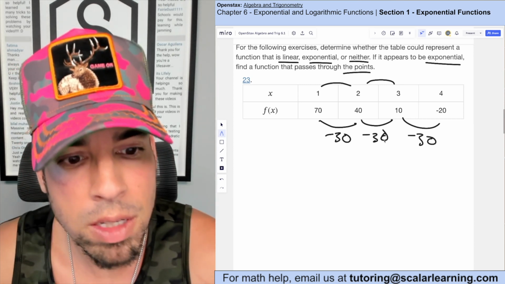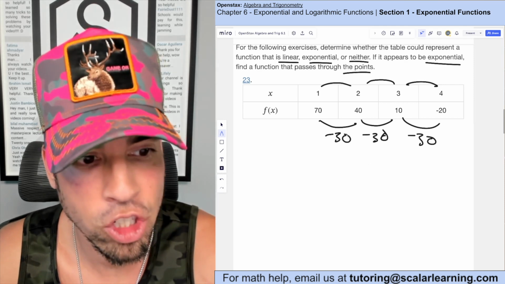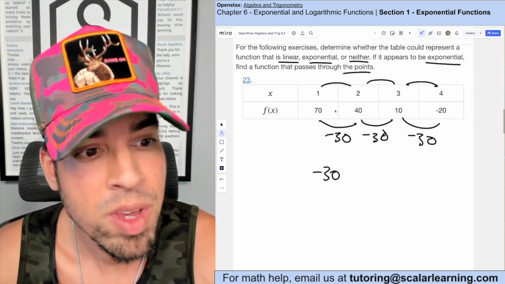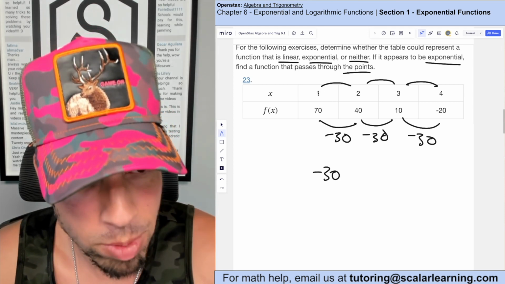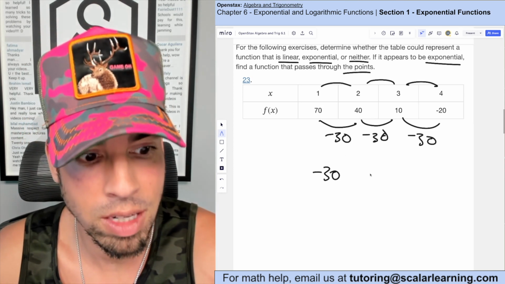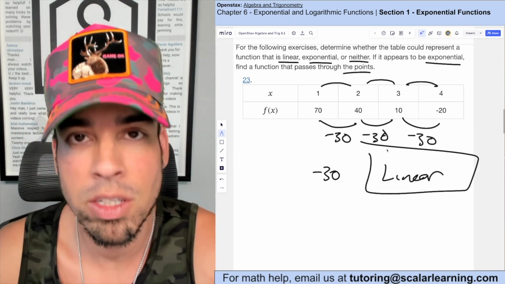So immediately, what am I noticing? I'm noticing that we've got a constant rate of change, aka negative 30 over 1, or negative 30. That's the slope. And when I have a constant rate of change, meaning every time x goes up by 1, the function value drops by the same amount, in this case 30, that is a linear function. So this is linear. Done.